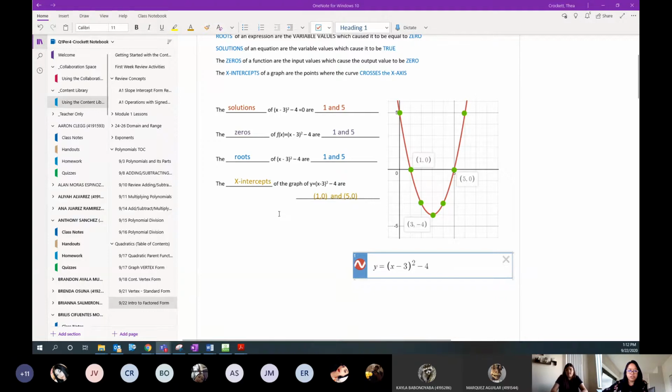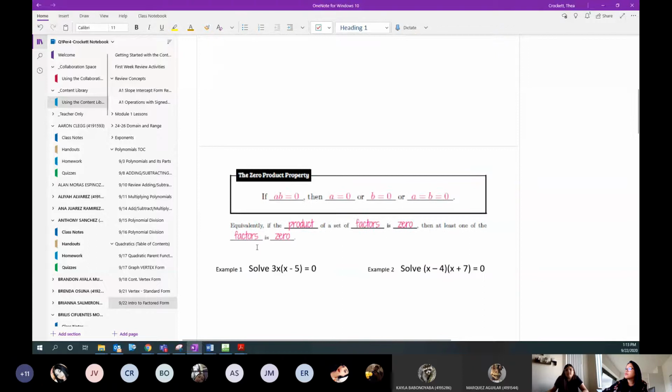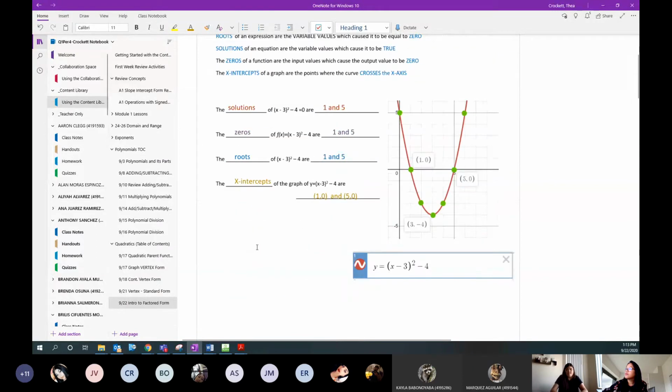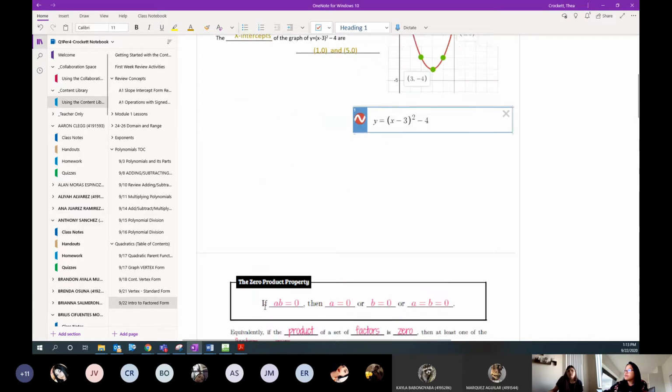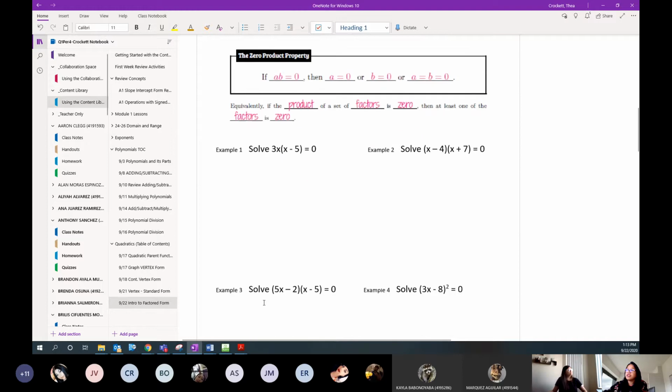All right, so make sure that you type it or you write it in your own notebook. Okay, so when we're talking about factored form, the hero here are the x-intercepts. Okay, so next would be the computation side.